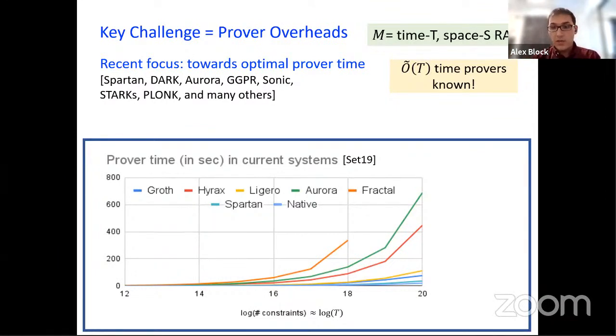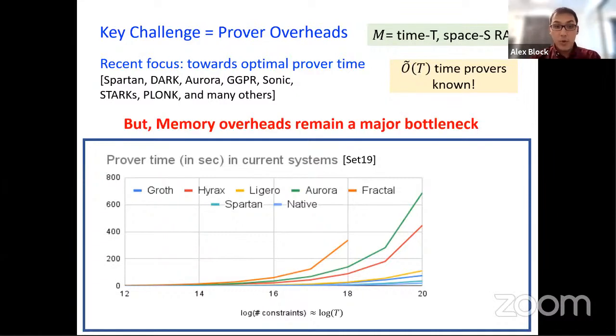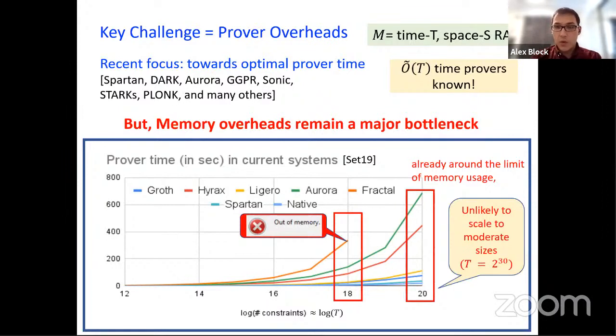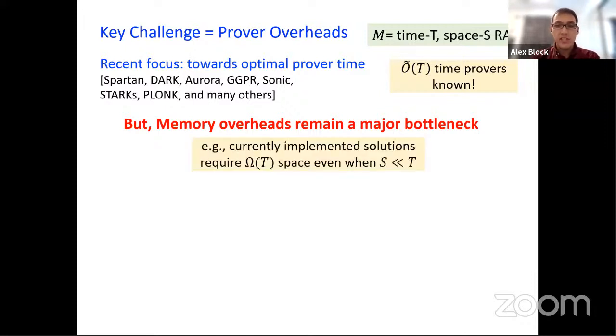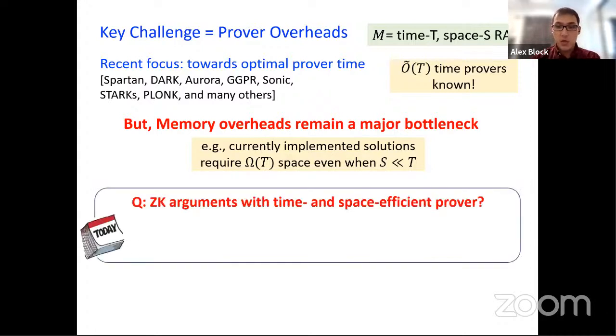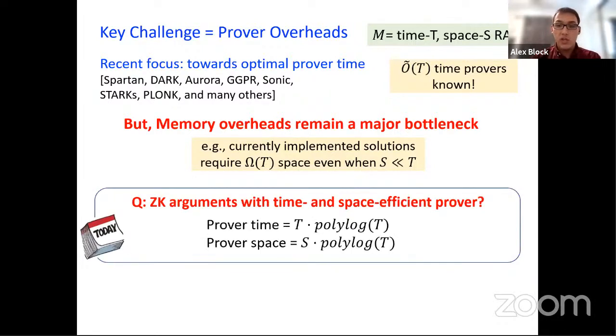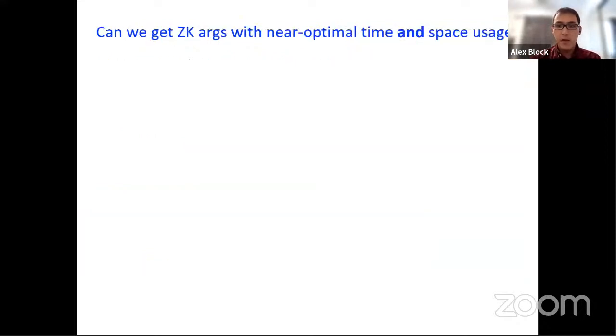Well, actually, no. So although time-wise we're good, memory overheads remain a major bottleneck in current systems, as observed in some prior work. So in particular, in currently implemented solutions, the prover ends up requiring space proportional to the running time of the underlying RAM program rather than the underlying space. So as a step towards addressing this key challenge, in this work, we focus on constructing zero-knowledge arguments where the prover running time and space is as close as possible to the time and space of the underlying RAM program, where we allow for some polylog T overheads. So can we construct such zero-knowledge arguments?